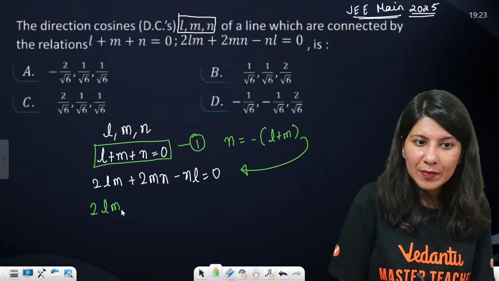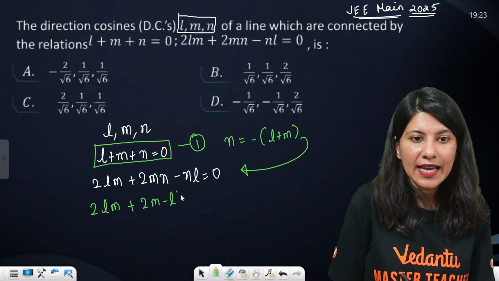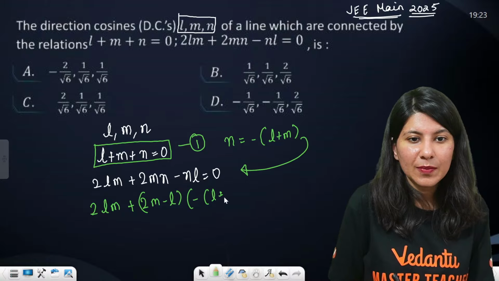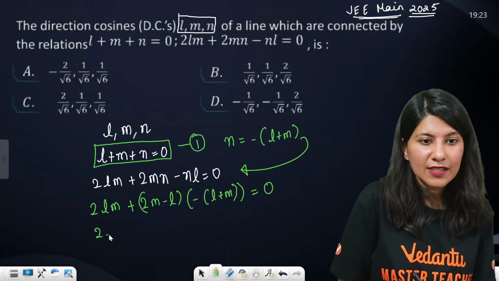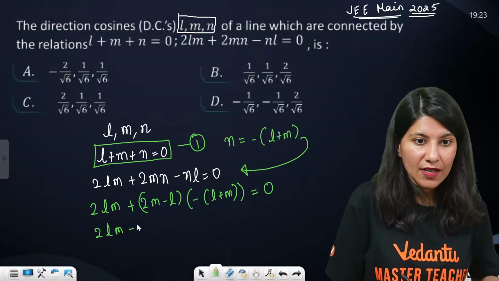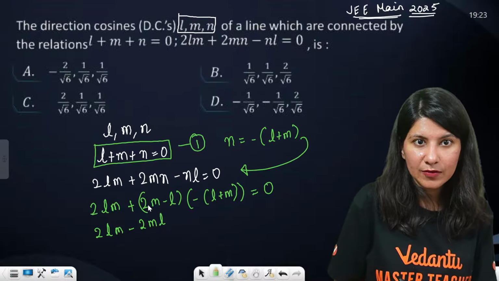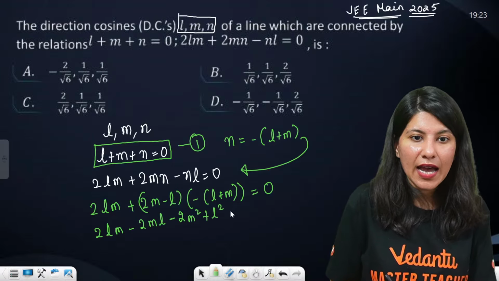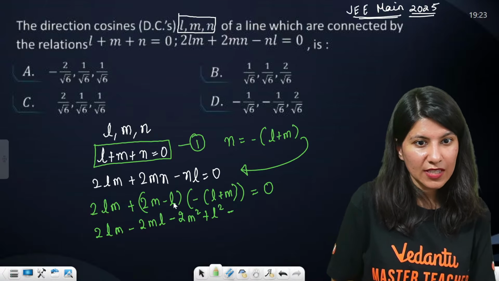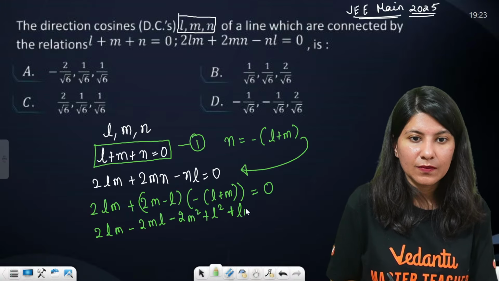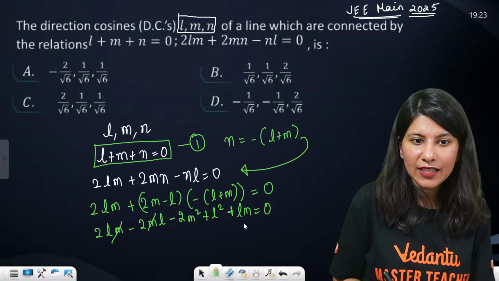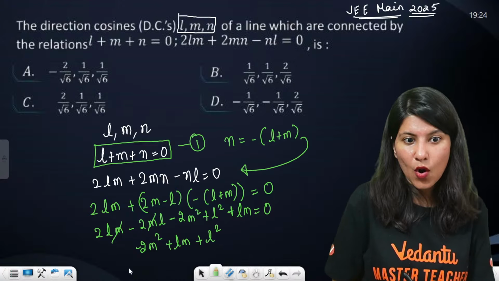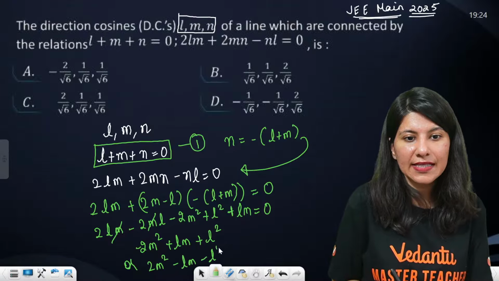So 2LM will be as it is, plus now this is 2M minus L times N. Now this N will get replaced by minus of L plus M, equals 0. So this is 2LM, minus 2ML again as we multiply, then minus 2M square, then minus minus plus L square, and minus LM equals 0. LM cancels. Can you see that this is minus 2M square plus LM plus L square, or you can write it as 2M square minus LM minus L square equals 0.